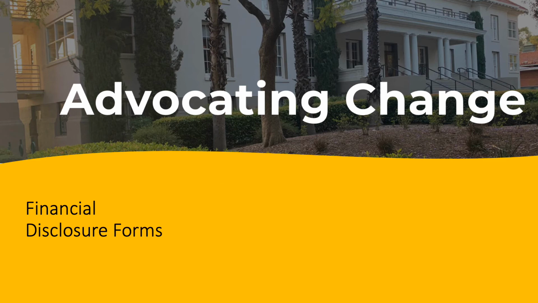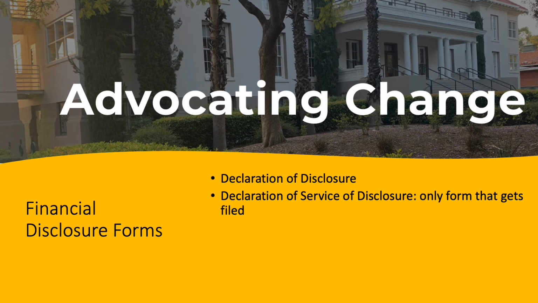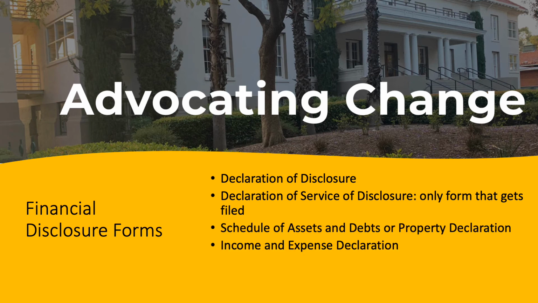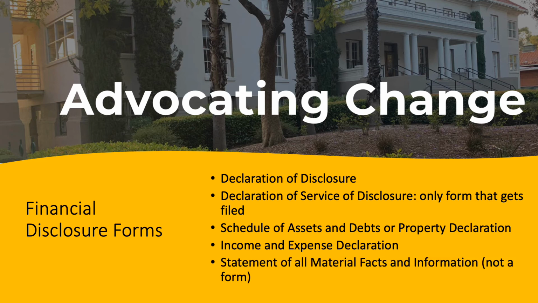The forms that are required for the financial disclosures are the Declaration of Disclosure, the Declaration of Service of Disclosure, a schedule of assets and debts or a property declaration, an income and expense declaration, and a statement of all material facts and information regarding all assets that are community property, all obligations that the community is liable for, and any other income-producing opportunities that have been presented since the date of separation. The material facts should be put on pleading paper, which I will show an example of later.